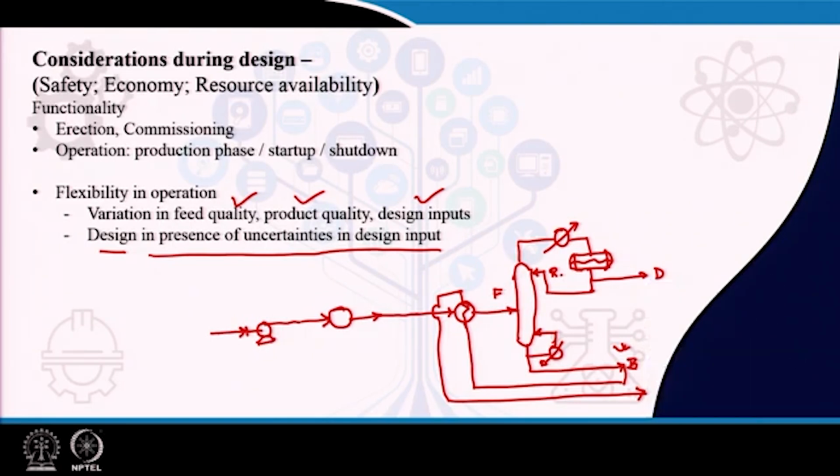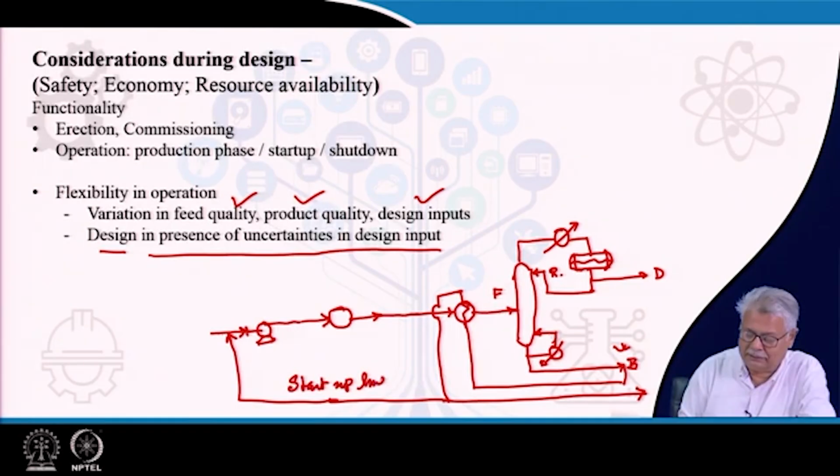Now, when you start your pump, when you start your unit, everything is cold. In order to have the temperature in your column, what is done? You usually will have a line drawn from here, connected to the suction of the feed pump. This is the start up line. This is fitted with a valve. In fact, it is fitted with a globe valve and it is also fitted with a gate valve.